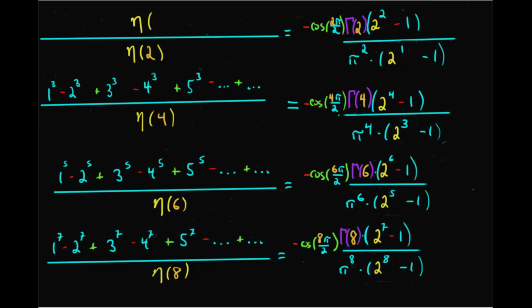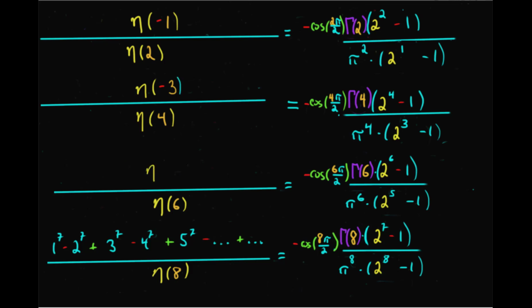And so with that insight in mind, I can rewrite the numerators of all of these quotients in terms of the eta function again. I can write the top line as eta of negative 1 over eta of 2. The next quotient will be eta of negative 3 over eta of 4. The one below that will be eta of negative 5 over eta of 6. And the last one here will be eta of negative 7 over eta of 8. But remember that everything on the right-hand side of these equations is written in terms of the denominator. In the first case, n equals 2, in the next case n equals 4, in the third case n equals 6, and in the last case n equals 8.